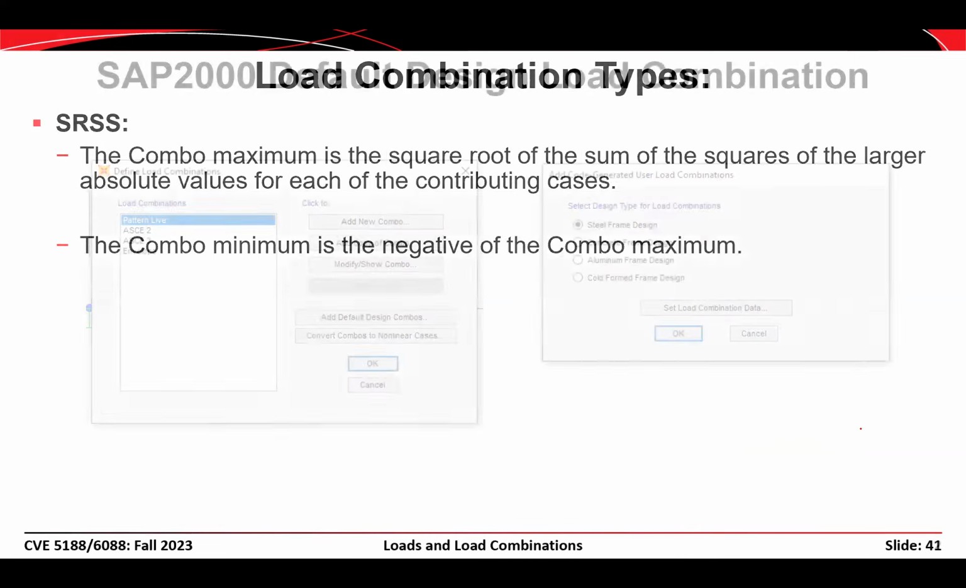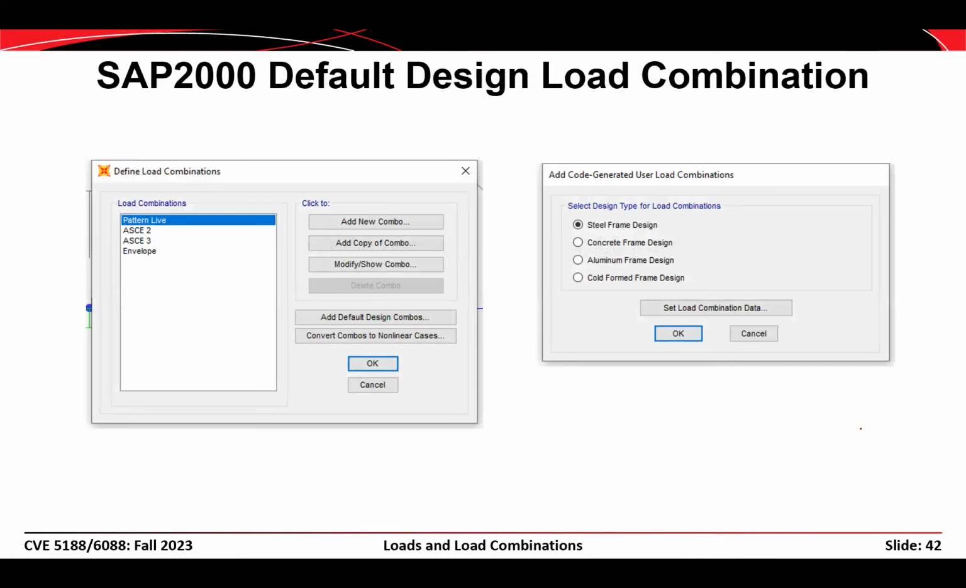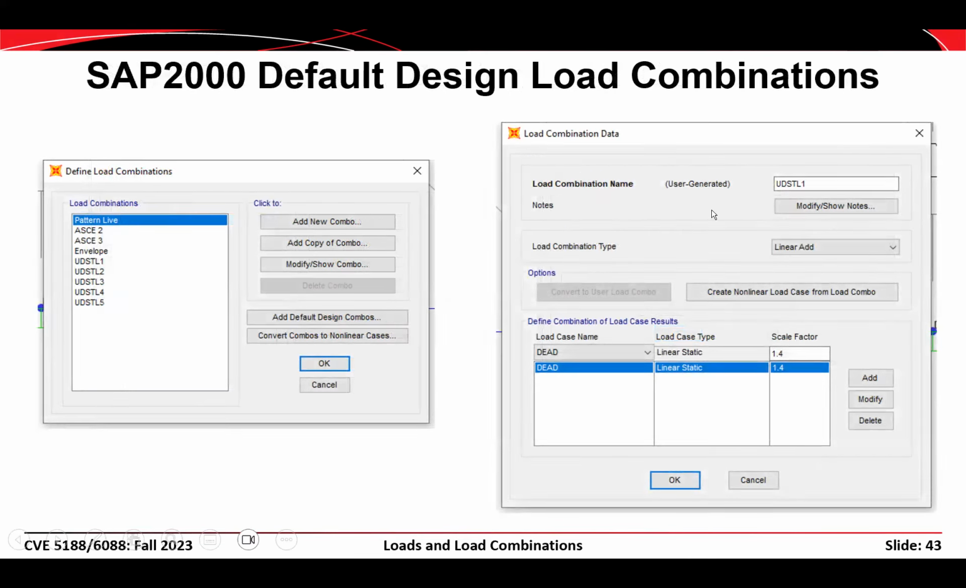All right, so when we go into SAP 2000 and define these load combinations, you guys have been through this once. You use this combination window. And you could also recognize that there are a bunch of built-in combinations as well. And you can go in and add those in yourself. And when you do that, then you get these. So the notation there, UDSTL1, the 1, 2, 3, 4, 5 are the load combinations. STL is for steel. I'm struggling to remember what U and D stand for, but those are the default load combinations. And so you could go in and look at those if you want to.